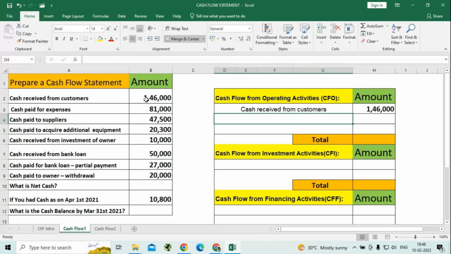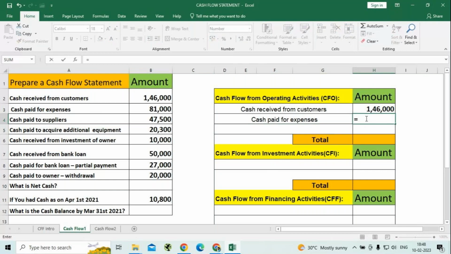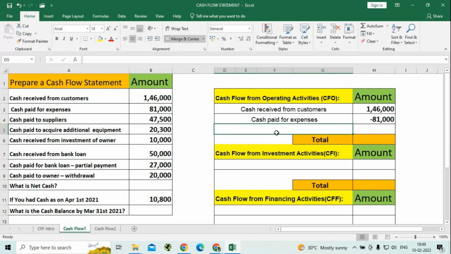So the next one is cash paid for expenses. This also is a part of operating activities, so we are going to show it in cash paid for expenses. And this value will be minus because it is going out of our hand. The business is paying, so for that reason. The next one is cash paid to suppliers. This has been paid to suppliers, which means it's a purchase. And here also it is a minus value.